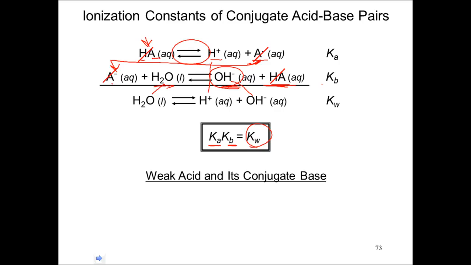Weak acid and its conjugate base, on slide 73 on the bottom, then says, let's rearrange this equation. What if I want to solve for Ka? We'll take Kw divided by Kb. What if I want to solve for Kb? Take Kw and divide by Ka.